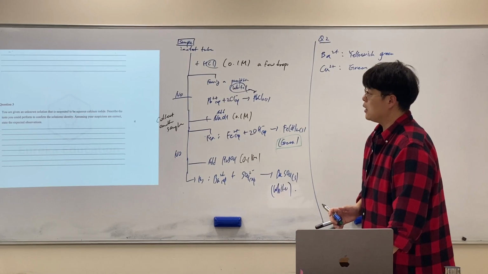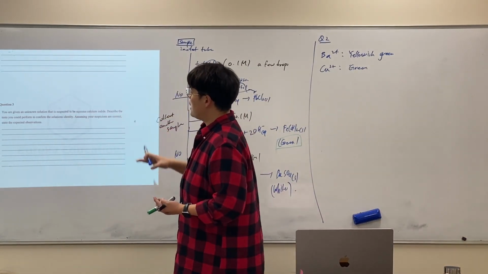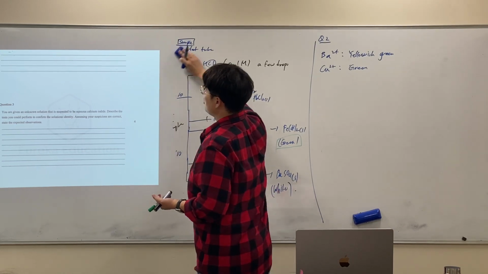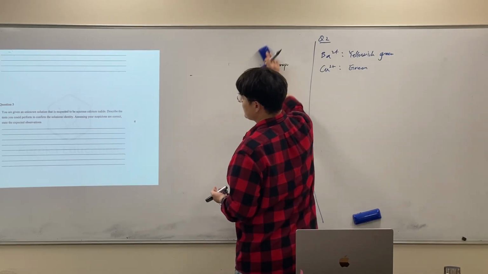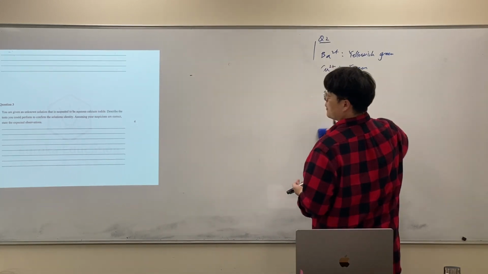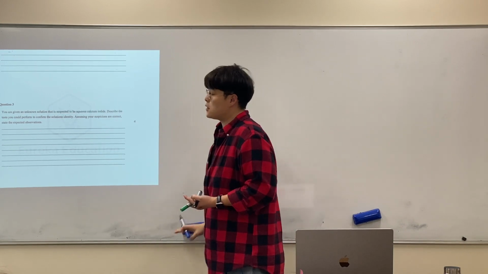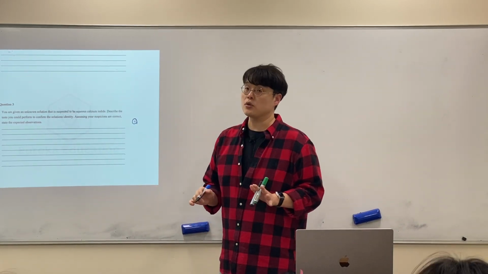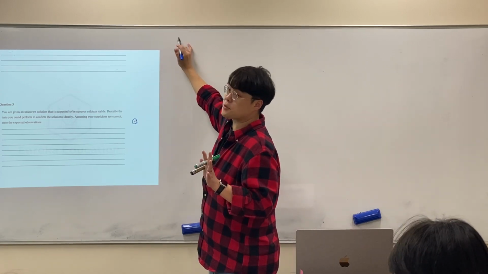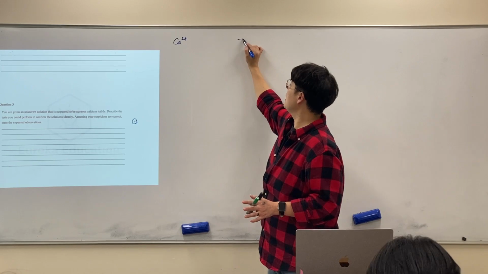All right, 3. You are given an unknown solution that is suspected to be aqueous calcium iodide. Describe a test you could perform to confirm the solution's identity. Assuming your suspicions are correct, state the expected observation. The reason why it's a full marker is you need to set up one experiment for the calcium cation and another for the iodide.